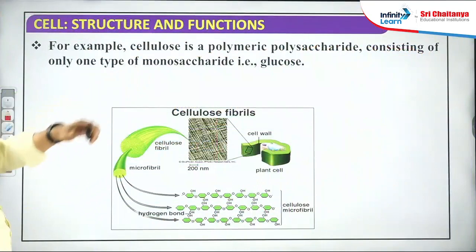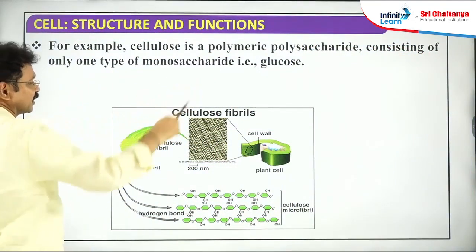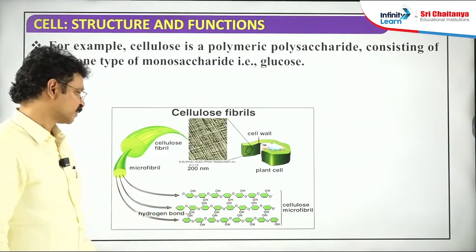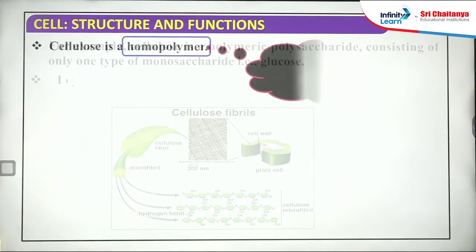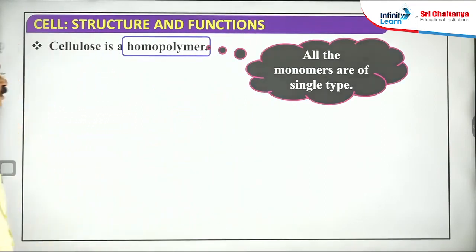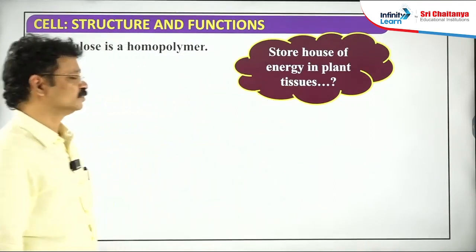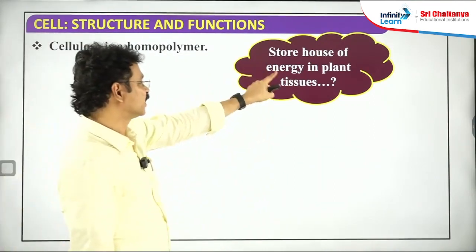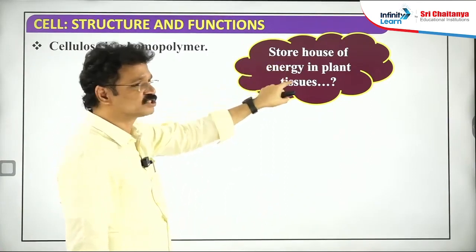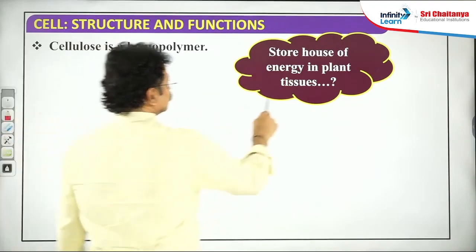Cellulose is a polymer of polysaccharides consisting of only one type of monosaccharide, glucose. These are straight chains, and many chains are there. Cellulose is a homopolymer. Each and every saccharide is a glucose molecule. Starch is the storehouse of energy in plant tissue, whereas the storehouse of energy in animal tissue is different.